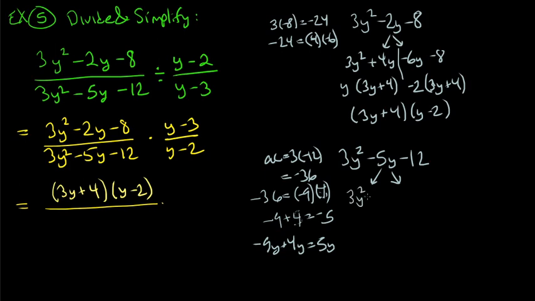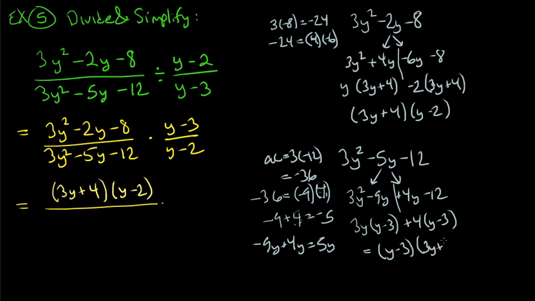So 3y squared minus 9y plus 4y minus 12. And when you factor by grouping, you get 3y times y minus 3 plus 4 times y minus 3. So this factors as y minus 3 times 3y plus 4. And so yeah, that is our denominator here, y minus 3 times 3y plus 4. All right. Now, how do we factor y minus 3, the second numerator?